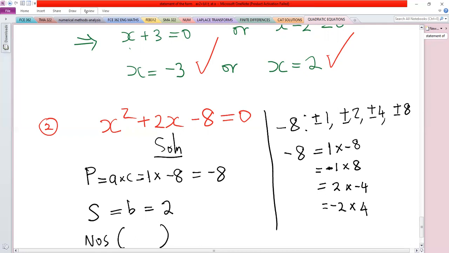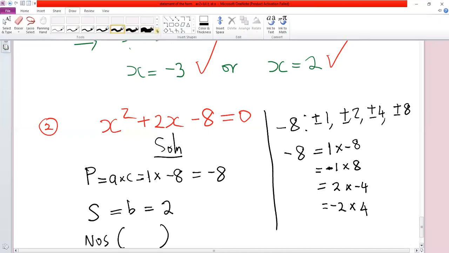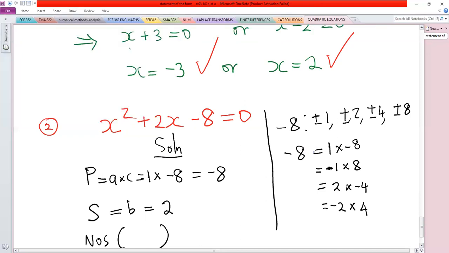And then you ask yourself, out of these pairs that are giving the product minus 8, which of them will give you a sum of 2? So 1 plus minus 8 is minus 7, so this cannot work. Minus 1 plus 8 is 7. 7 is not the same as 2, so this will also not work. And then 2 plus minus 4 is minus 2, so this cannot work. Minus 2 plus 4 is positive 2, and so this is a pair that will work. So therefore the numbers are negative 2 and 4.